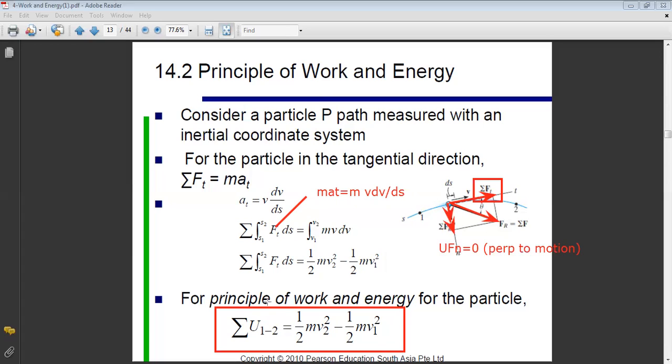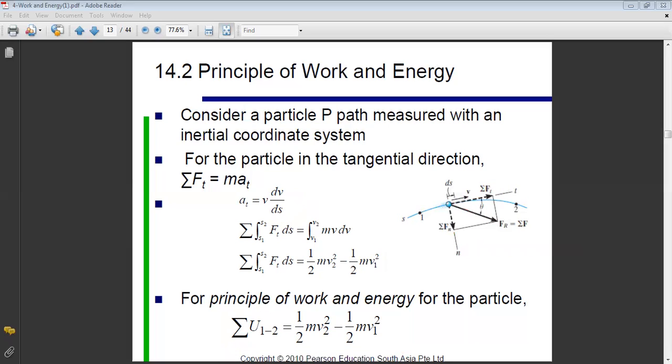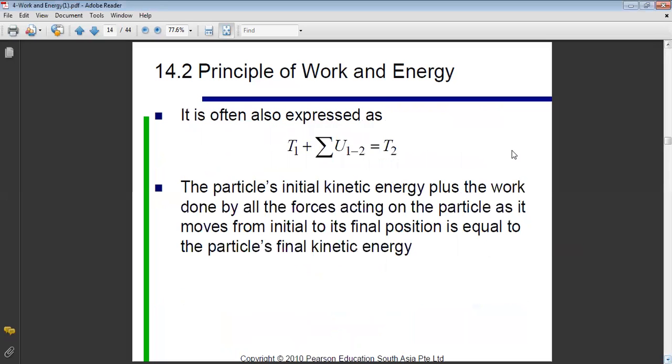If the total work is positive, the velocity will increase. If the total work is negative, the velocity will decrease. This is why I told you when the summation of work is positive, then my system is accelerating, and when the summation of work is negative, then my system is decelerating. In general, the notation used in English system for kinetic energy is T. So T represents the kinetic energy. So I can rearrange my principle of work and energy in this form: the initial kinetic energy plus the summation of work of all external forces is equal to the final kinetic energy.